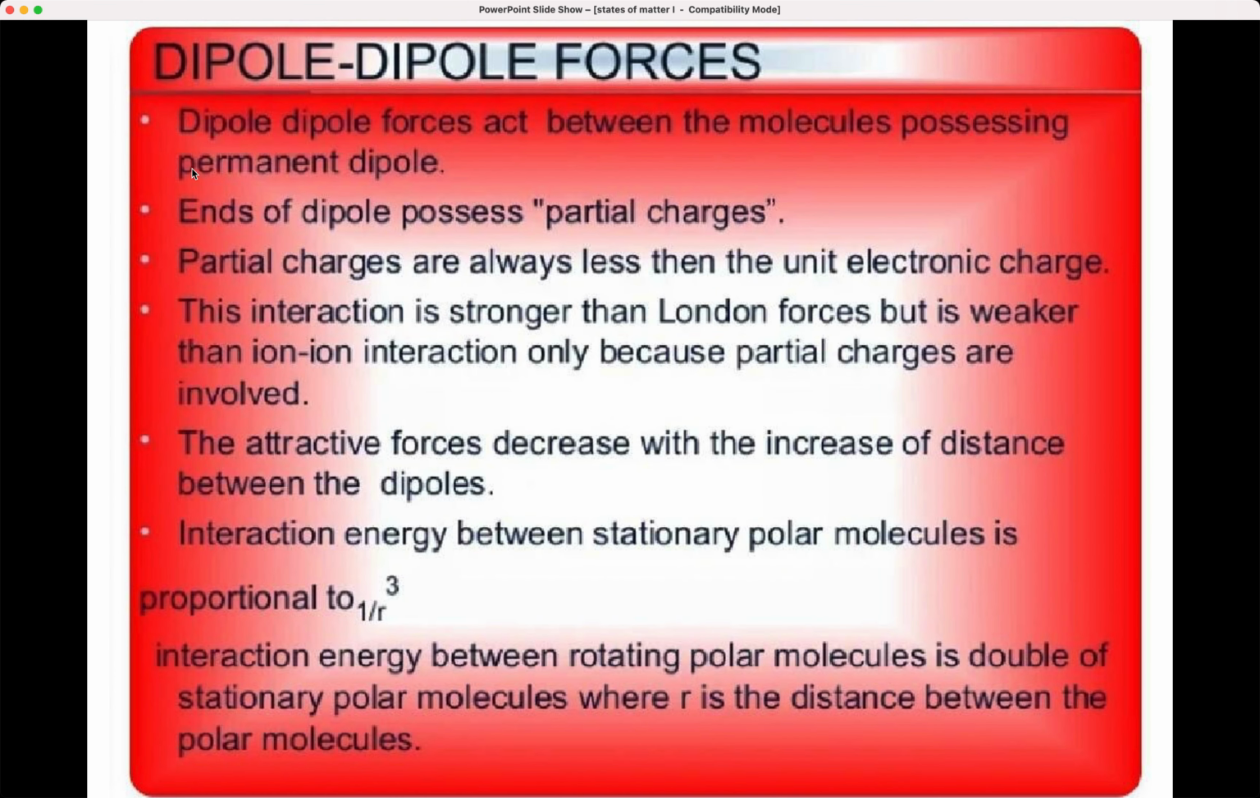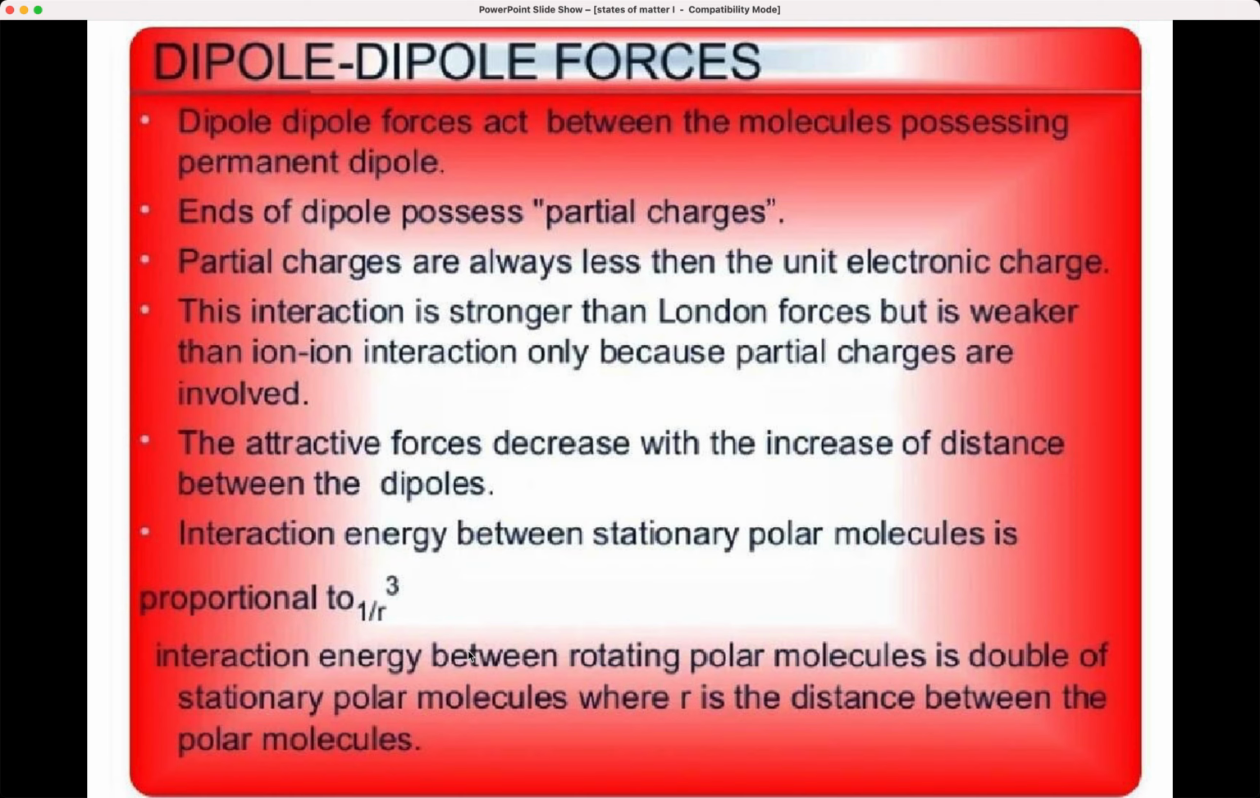Next, what are dipole-dipole forces? These are the forces acting between the molecules which have a permanent dipole. The ends of the dipoles will possess partial charges only, and these partial charges will be less than the unit electronic charge. Here the interaction is stronger than London force, but weaker than ion-ion interaction because partial charges are involved. The attractive force will decrease when the distance between the dipoles increases. Interaction energy between stationary polar molecules, stationary meaning immobile, not moving, is proportional to 1/r³. Interaction energy between rotating polar molecules is proportional to 1/r⁶, where r is the distance between the polar molecules. So remember this.